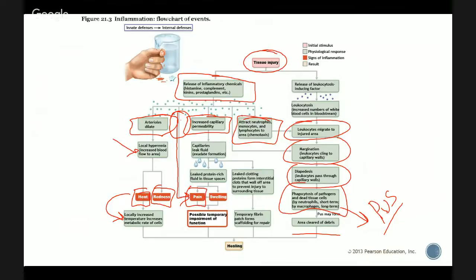And because we have more fluid in the tissues, that tissue is also swollen. So anytime we see tissue injury and we see responsive inflammation as a result, we're likely to see these four cardinal signs of inflammation: heat, redness, pain, and swelling.